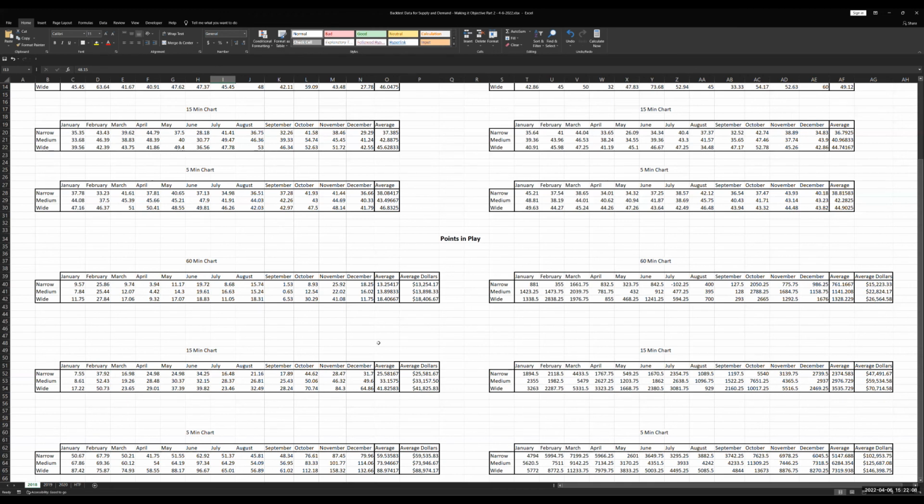Now, the interesting thing here is that as you go down the lower time frames, you get more and more potential points that you can capture, more points in play. So on a 15-minute chart over the same time period, you had an average of $41,000, almost $42,000 on the table per month that you could try to capture. And as you go down to a 5-minute chart, that number more than doubles.